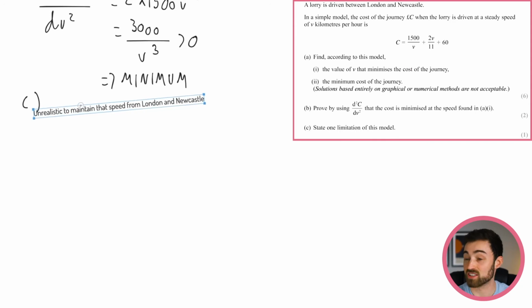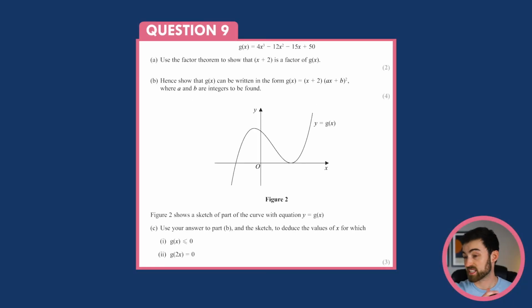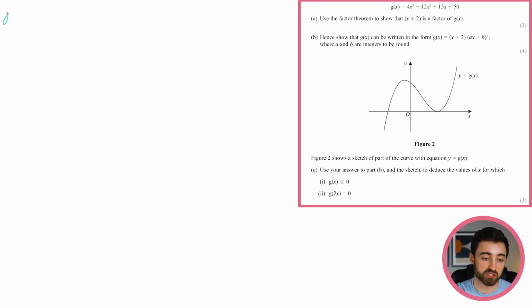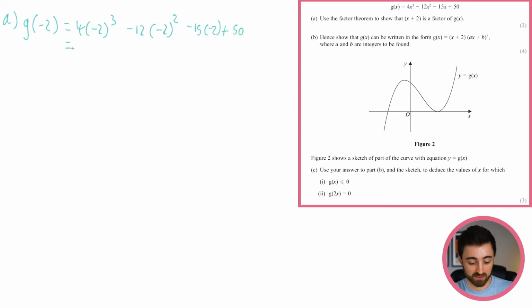And I believe that'd actually do the job for question 8, burning through it. Question 9, g of x is some cubic. Use the factor theorem to show that x plus 2 is a factor of g of x. Super simple. All you need to do is sub the number that would make this bracket 0 in. So this would be minus 2, right? If x was minus 2, x plus 2 would be 0. This thing should equal 0 when I stick it into the function. So all I need to do is work out 4 times minus 2 cubed minus 12 times minus 2 squared minus 15 times minus 2 plus 50, and I will put money on this thing being equal to 0.